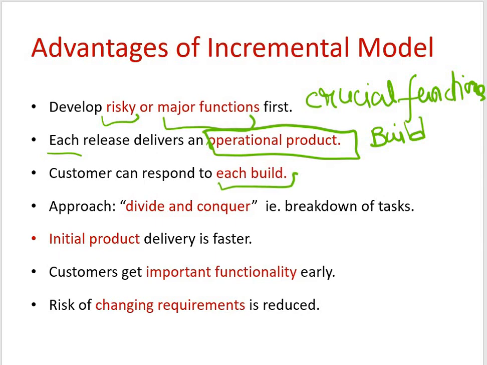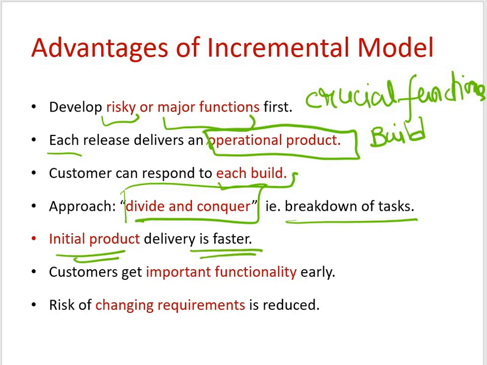And as I said, this is something like a divide and conquer approach, that is, breaking down tasks into smaller chunks of tasks, and then implementing all these things, and you get a fully functional model. Your initial product delivery is faster because I need to immediately launch my product in the first build, with some of the functionality. So let me deliver it at a faster rate, and then later on I can take a call on the other activities or the other builds.